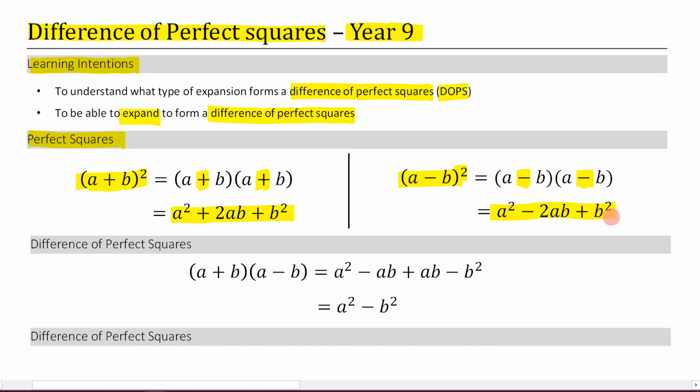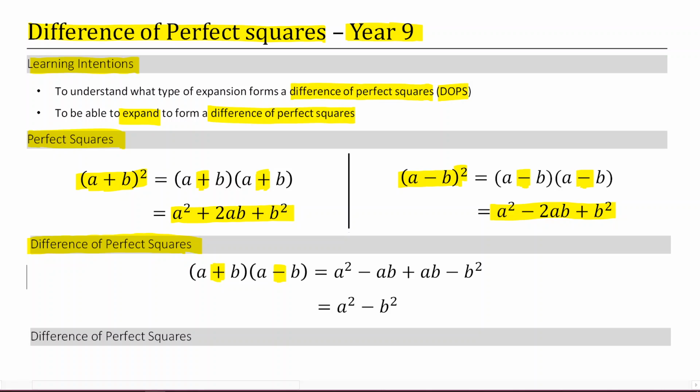Now, in this lesson, we're going to be talking about difference of perfect squares. That's when you have a plus b, then a minus b. So hopefully you can see the difference between a perfect square and a difference of perfect squares.